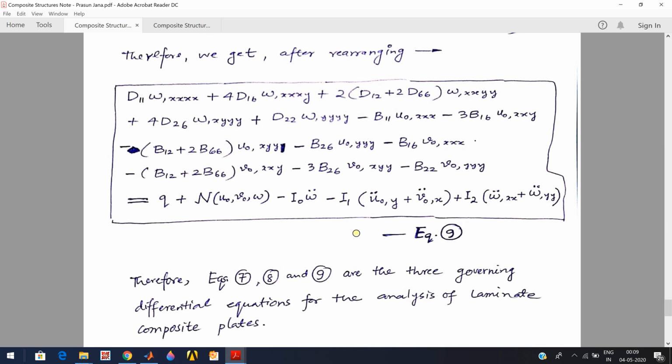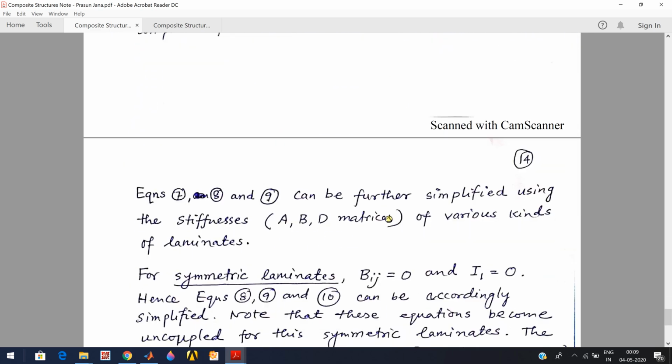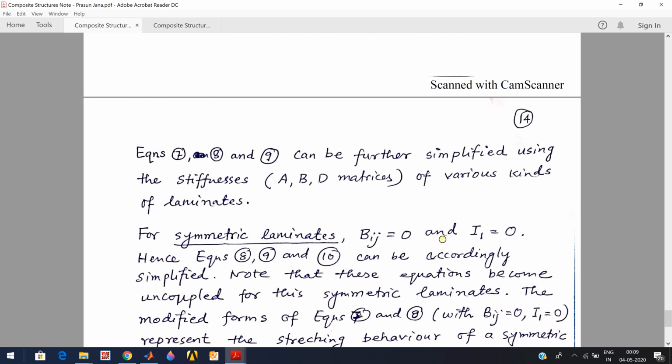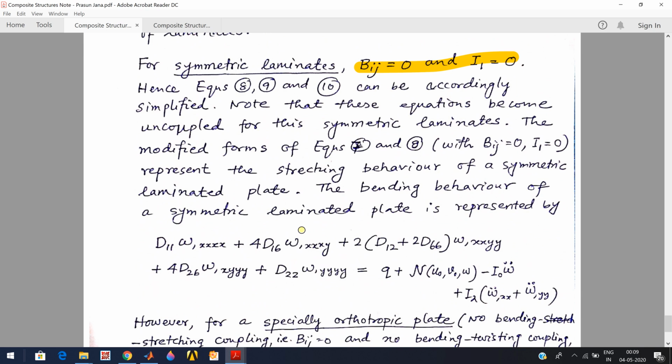And after that, if we simplify for the case of symmetric laminates, we have seen that the Bij terms go to 0. Along with that, this I1 also will become 0, which is mentioned here for symmetric laminates. And that actually simplifies this equation as this.